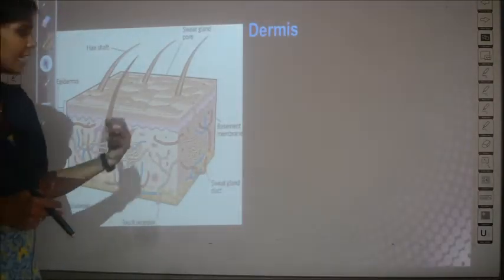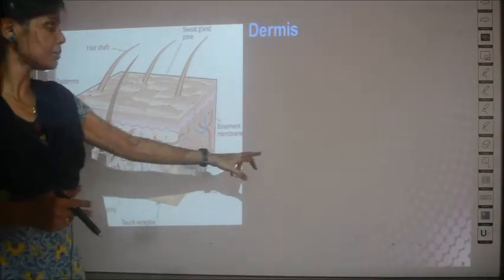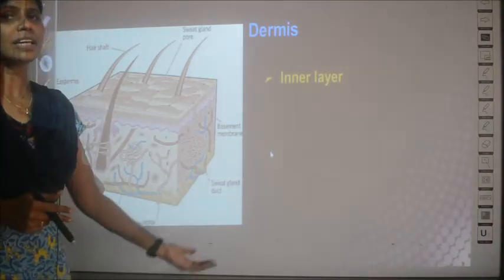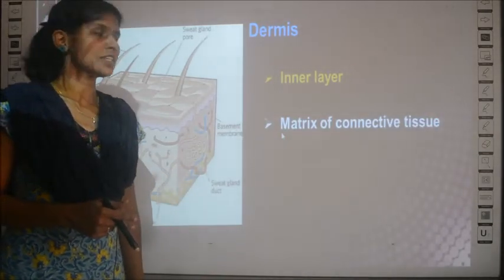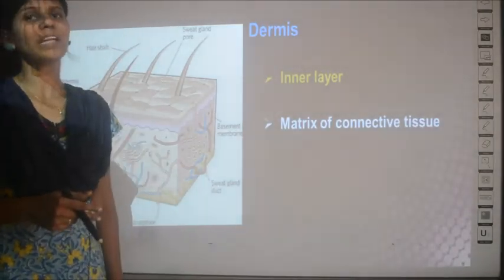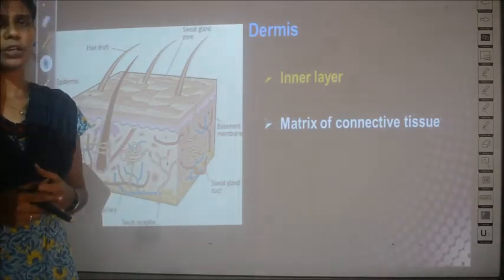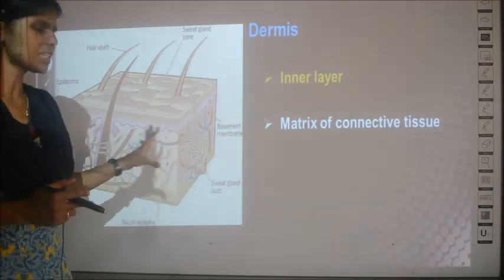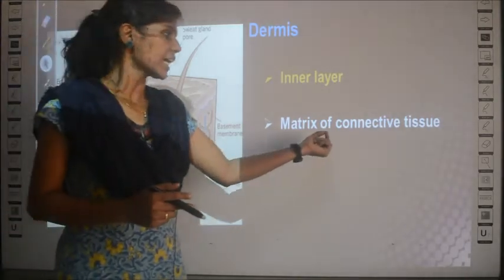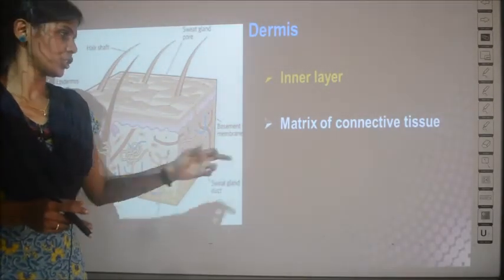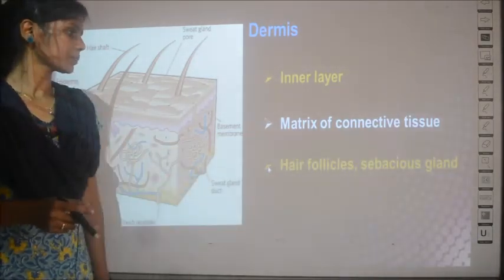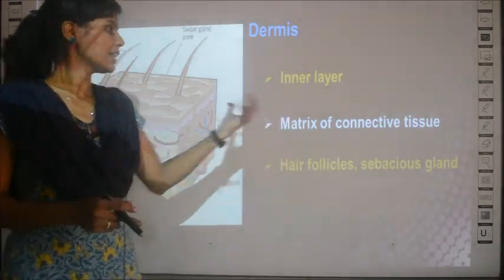Then the next layer below is the dermis layer or dermal layer. It is the inner layer, and this layer is a matrix of connective tissue. You have many types of tissues in your body. The tissue which is present in the skin is called connective tissue. What is the name of the tissue? Connective tissue.